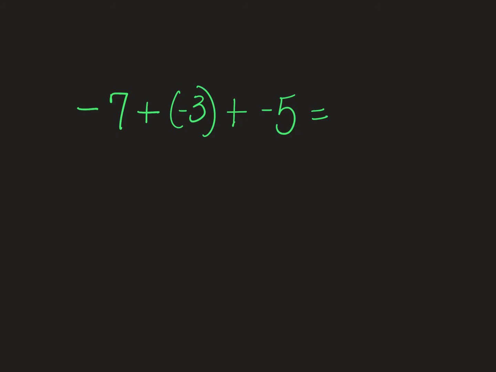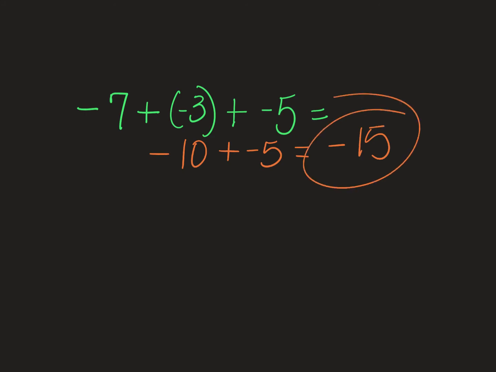Here you have a negative 7 plus a negative 3 plus a negative 5. So you're going to start here and you're going to solve this first, which is what? Negative 10. Okay, it would be a negative 10 plus a negative 5. Then what would your answer be? Negative 15. That's right. That would be your answer.